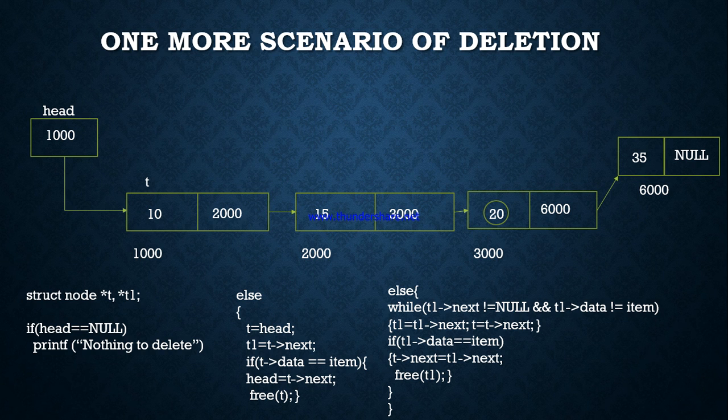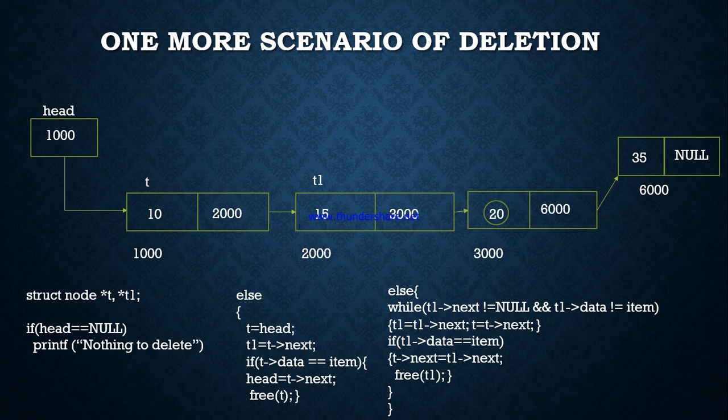So T points to 100. Now, the node at memory location 100 is pointed to by T. Again, the next one is T1 equal to T of next. So T1 will be T1 equal to T of next. T of next is 2000, so T1 will point to the node at memory location 2000. That means T1 points to the node at memory location 2000.